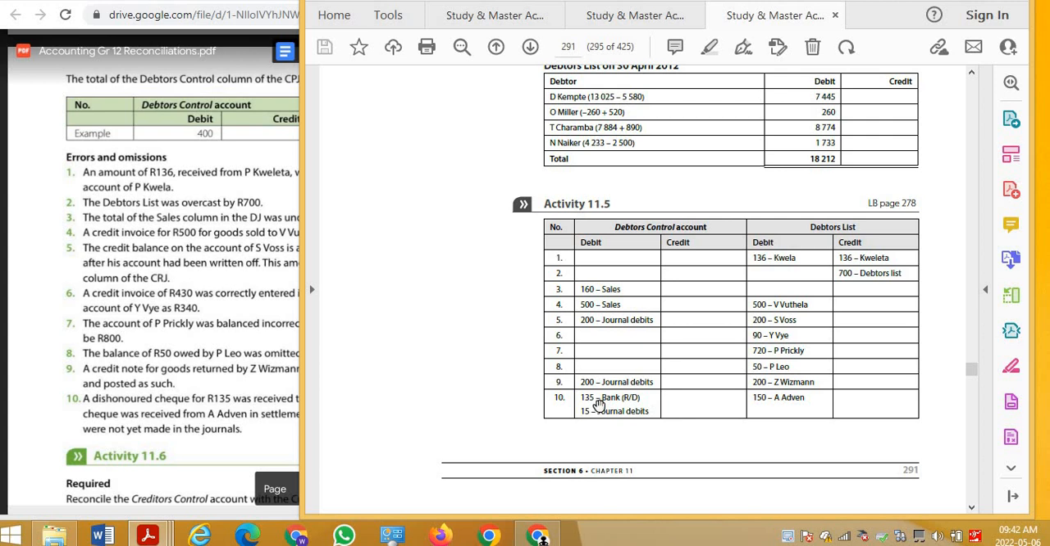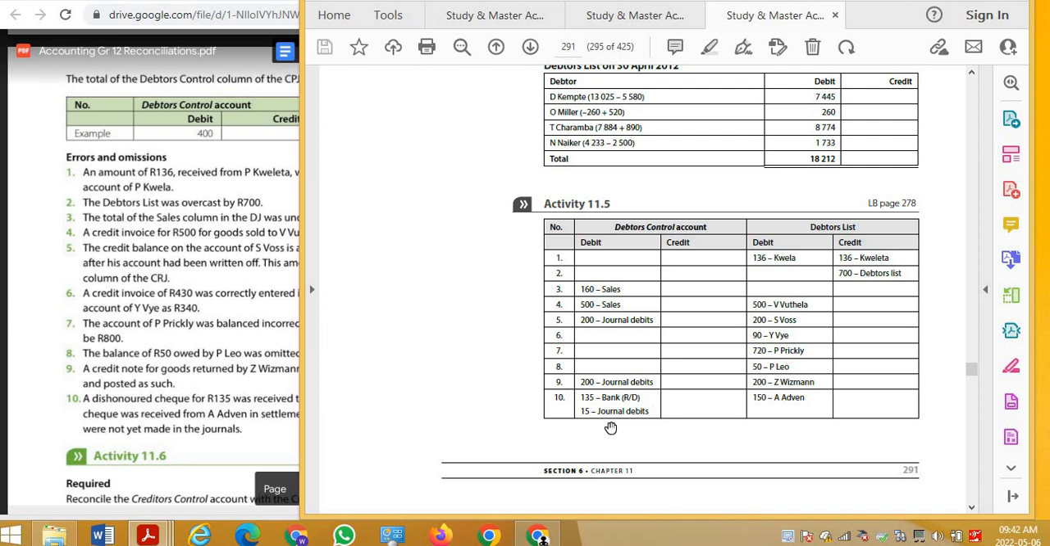135 Rand will come from the CPJ, right? Bank, RD check. But the 15 Rand, the discount, remember, we would take that through the general journal because no money is being exchanged. So in terms of the journal for that, it will be a journal debit from the general journal, right? From the general journal. Anything from the general journal, we call it a journal debit or a journal credit. That's why it's split up here, guys.